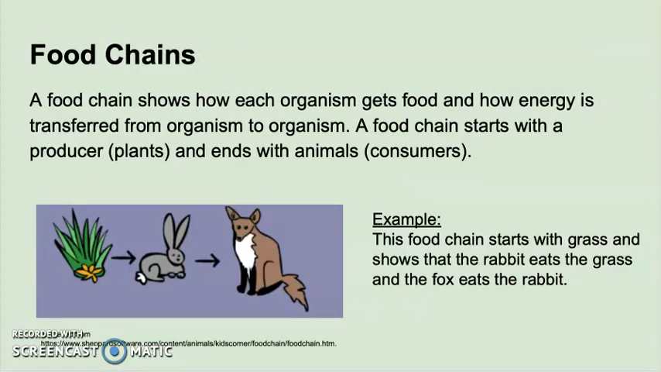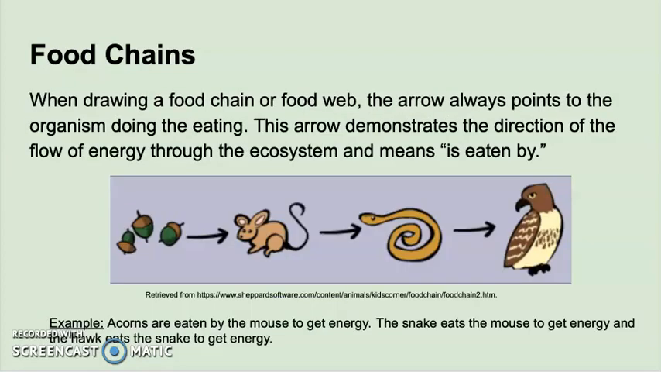A food chain shows how an organism gets food and how that energy is transferred from organism to organism. A food chain is always going to start with a producer and then end with the animals or consumers. In this example, the food chain starts with grass and shows that the rabbit eats the grass and the fox eats the rabbit. When you're drawing a food chain or food web, the arrow always points to the organism that's doing the eating. This demonstrates the direction of that flow of energy through the ecosystem and means "is eaten by." So in this example, the acorns are eaten by the mouse to get energy, the snake is eating the mouse, and then the hawk is eating the snake.